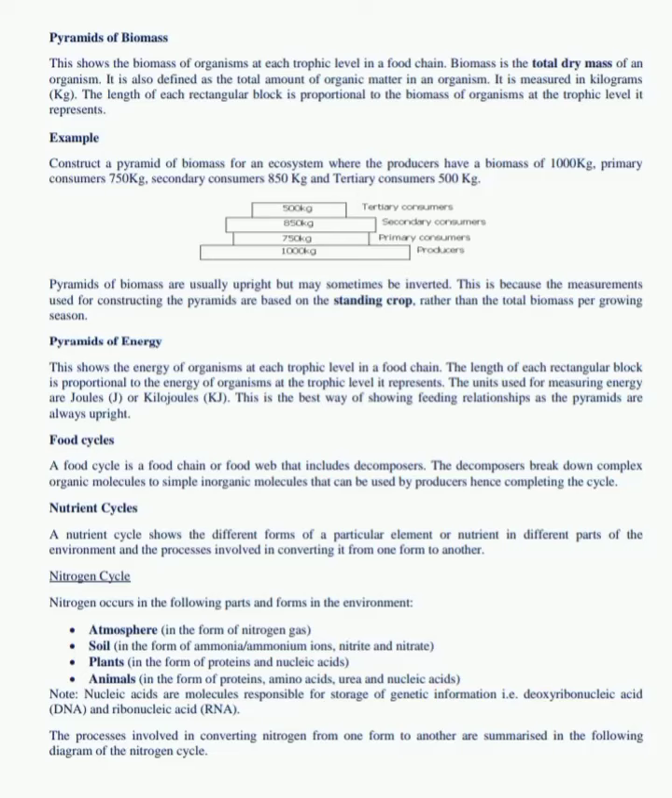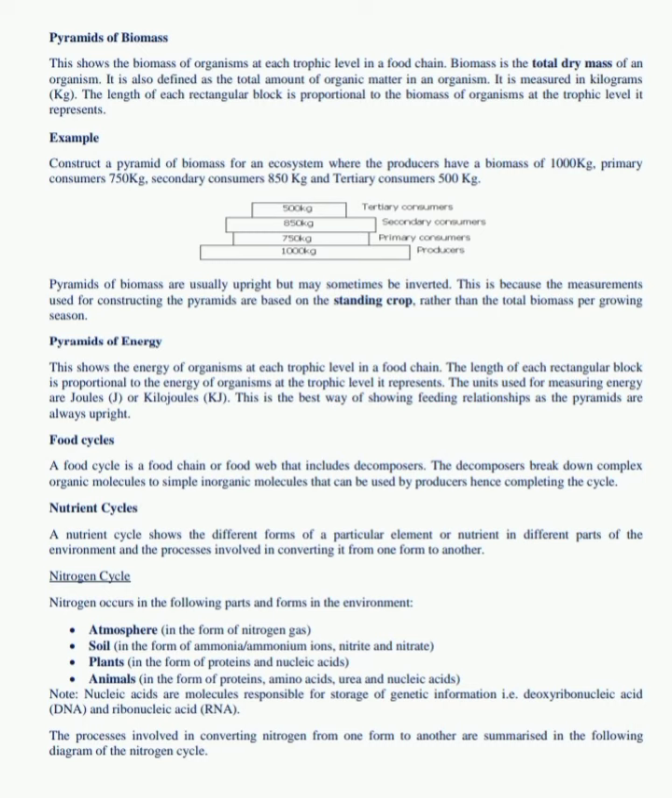We are continuing with our topic of ecology, and in our previous lessons we touched on the pyramid of numbers, where we said the rectangles will be showing the number of organisms at each trophic level. Now we are continuing to pyramids of biomass, pyramids of energy, and we'll touch a little bit on the food cycles, okay, and the nutrient cycles.